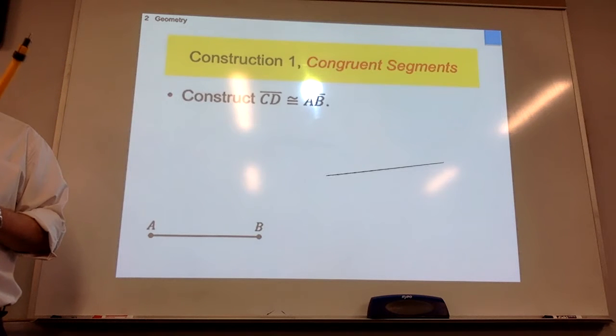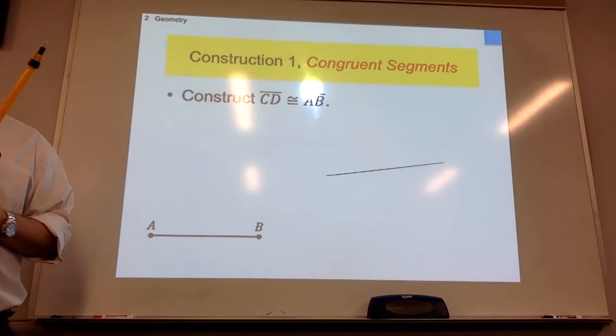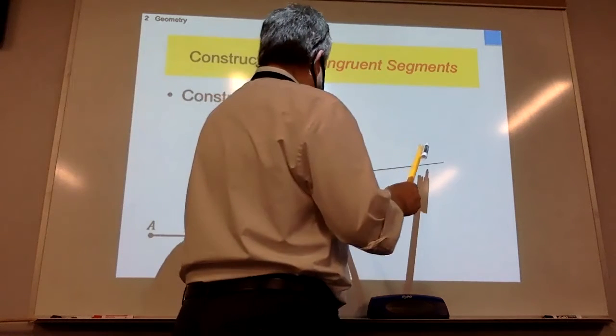And by measure, we're not saying with a ruler. We're saying with the compass. Then you place it on the line. The new one. Yeah, the new one, and then you're done.